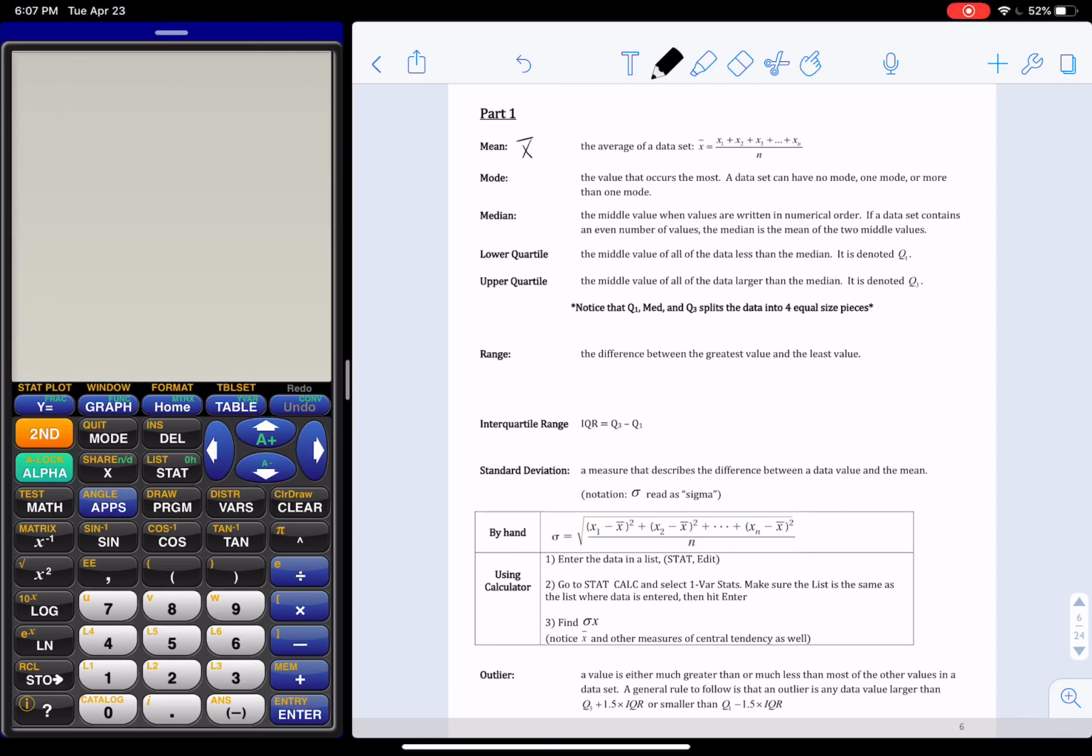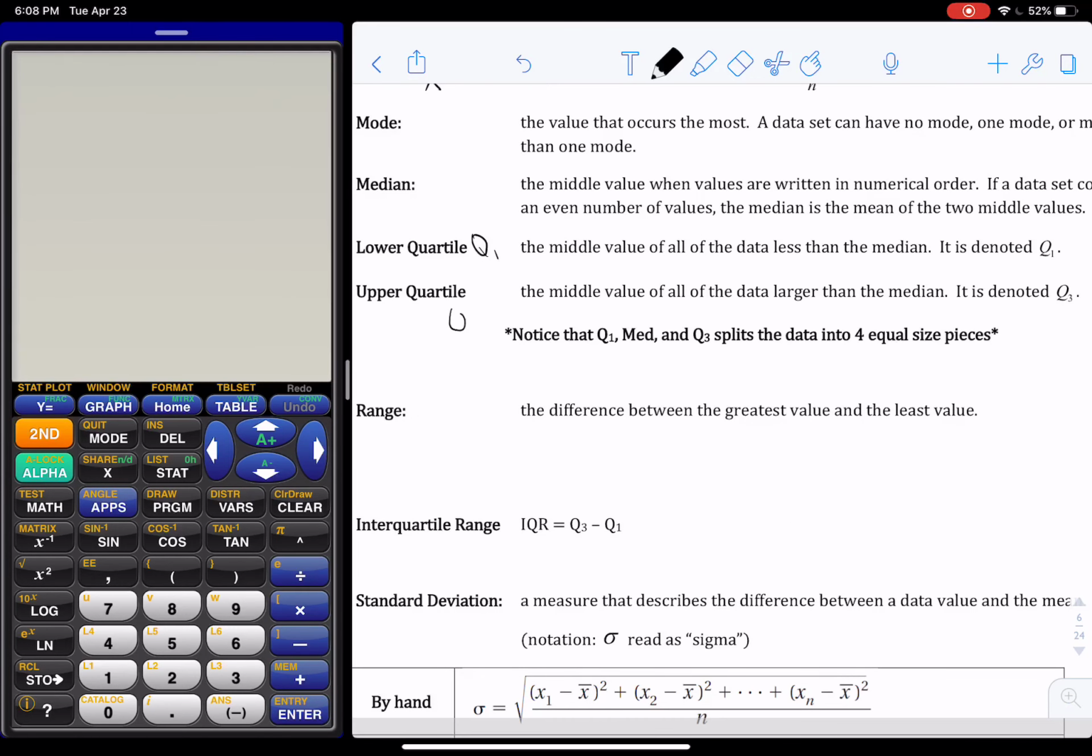The mode is the value that occurs the most. The median is the middle value. And some new words would be the lower quartile, which we denote using Q1, and then the upper quartile, which we use Q3. And what those mean is when you find the median, now the lower quartile is the middle value of all of the data that was less than the median, where the upper quartile is the middle value of all of the data that was larger than the median.